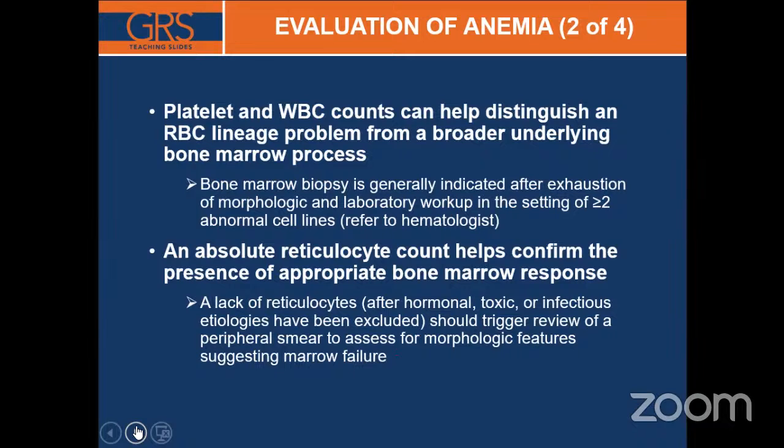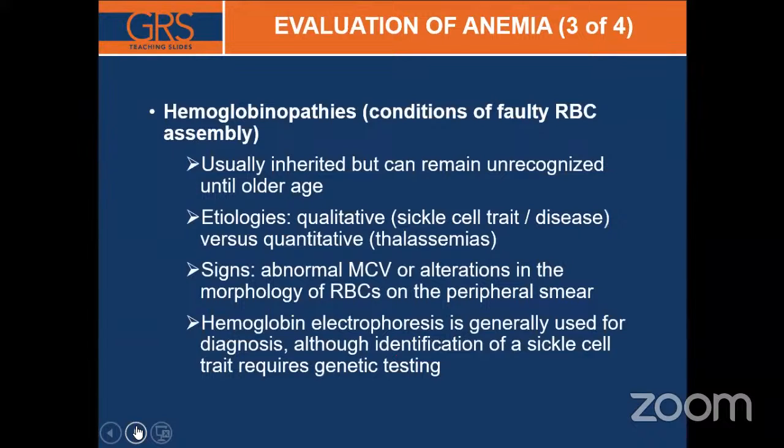As with platelet and white blood cell count, also an absolute reticulocyte count. Absolute reticulocyte count helps confirm the presence of appropriate bone marrow response. A lack of reticulocytes, after hormonal or toxic or infectious etiologies have been excluded, should trigger a review of a peripheral smear to assess for morphologic features suggesting marrow failure.